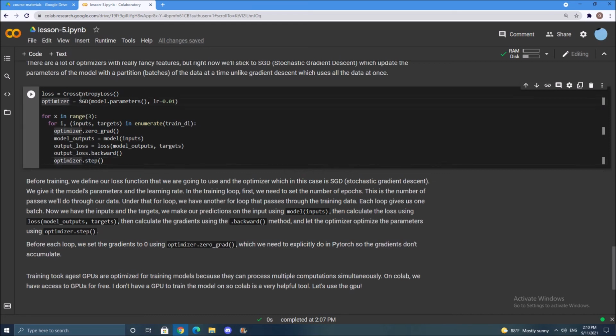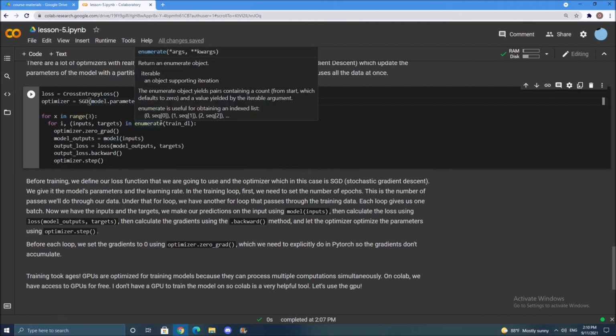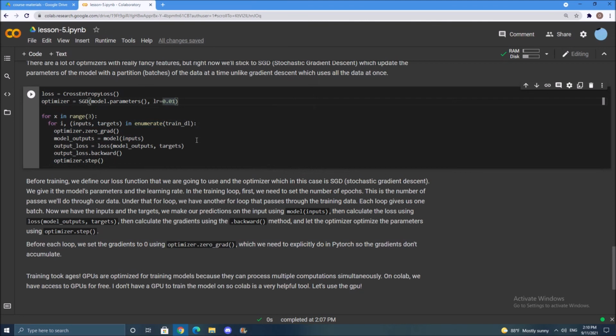And as you see here, in our optimizer we gave it the model's parameters and the learning rate, which it uses to change the values of the parameters. And if you run this, it will train the model. You can change the number of epochs here.